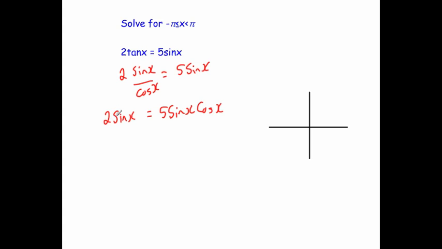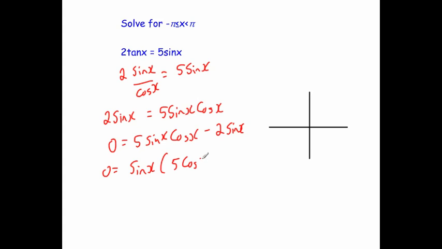Now let's bring the 2 sine x to the other side. So it's going to be 0 equals 5 sine x cos x minus 2 sine x. Now let's factorize. So it's going to be 0 equals, the sine x comes out, so sine x bracket 5 cos x minus 2. Let's then solve this. That means that sine x equals 0 or 5 cos x minus 2 equals 0. And solving this will then give you that cos x equals 2/5.